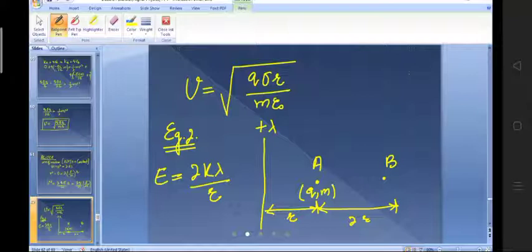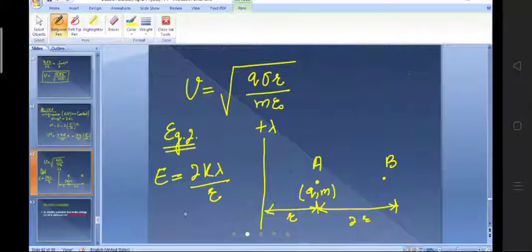But what we can do is apply the energy conservation. Mechanical energy at point A must be equal to mechanical energy at point B, because the criterion for mechanical energy conservation is that the force must be conservative in nature. And obviously here the force is electrostatic force, which is indeed conservative in nature. So this will stay as a home assignment for you.